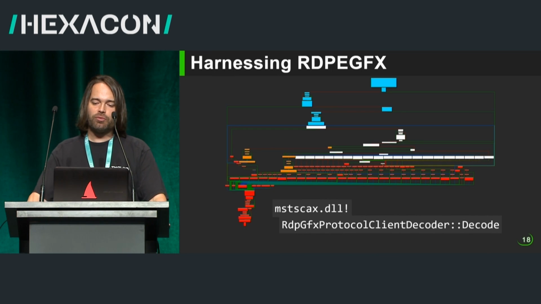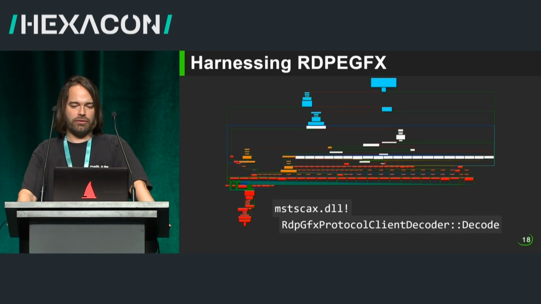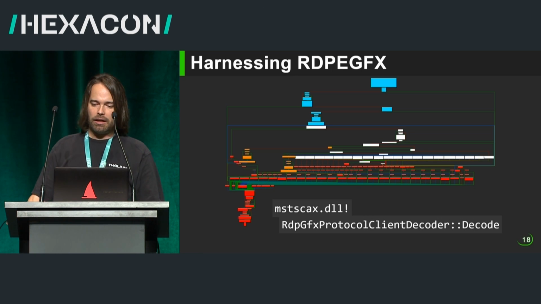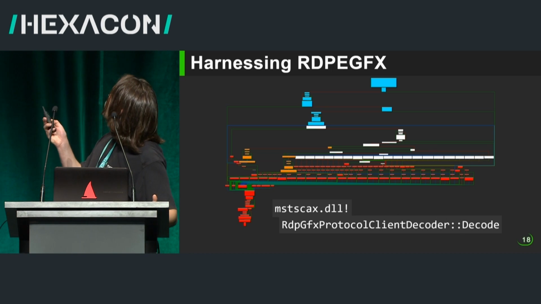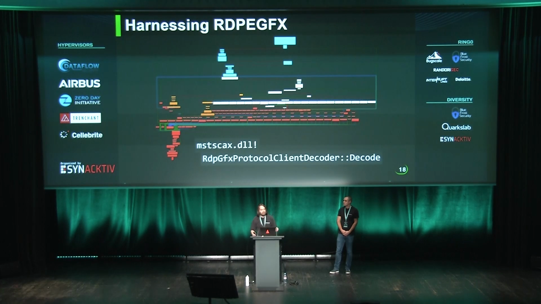As we do not have an exploit, the talk will be more about the journey than the destination. The first step is to precisely identify the code we want to fuzz. JFX messages are processed in the decode function of the JFX protocol client decoder. And we are interested in fuzzing the white part here, where we can see a dispatcher where each PDU is forwarded to the corresponding handler.